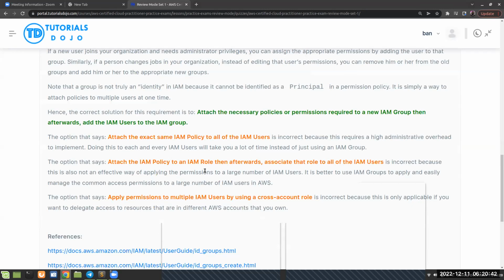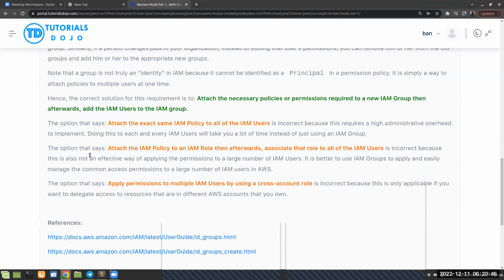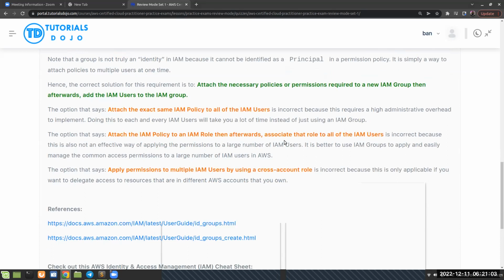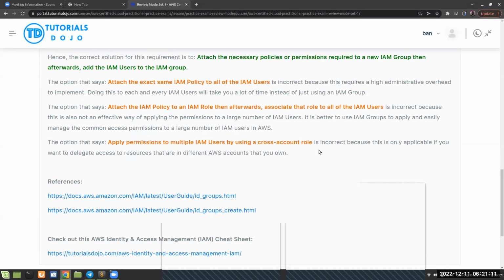Attaching an IAM policy to an IAM role and then associating that role to each IAM user is incorrect, because this is not an effective way of applying permissions to a large number of users. Imagine if you have 1,000 of them, then you'll be attaching it to each one. You have to associate the role to each IAM user, which is very heavy to do. Attaching exactly the same IAM policy to all users is still the same thing. It's not correct, and it's a lot of administrative overhead.